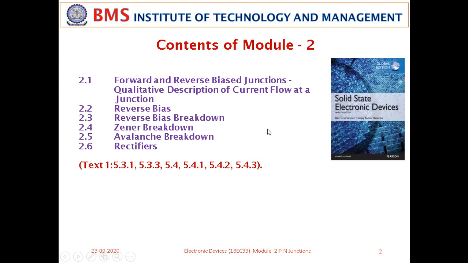These are the topics that we need to cover under module 2: forward bias and reverse bias PN junctions, and a qualitative description of current flow at a junction. No need to pay attention to the derivations of equations. From our syllabus point of view, we need to discuss the qualitative approach, not the quantitative approach. Section 2.2 is reverse bias in a PN junction, and we also need to focus on different types of breakdown mechanisms.